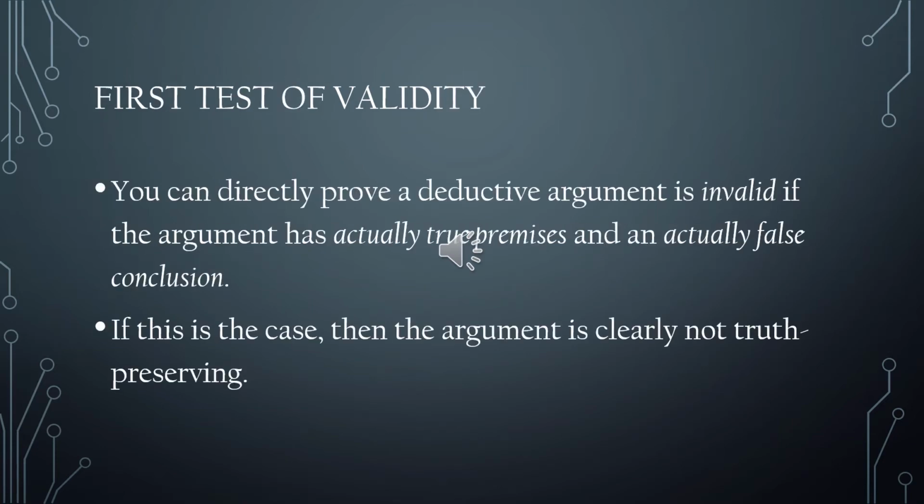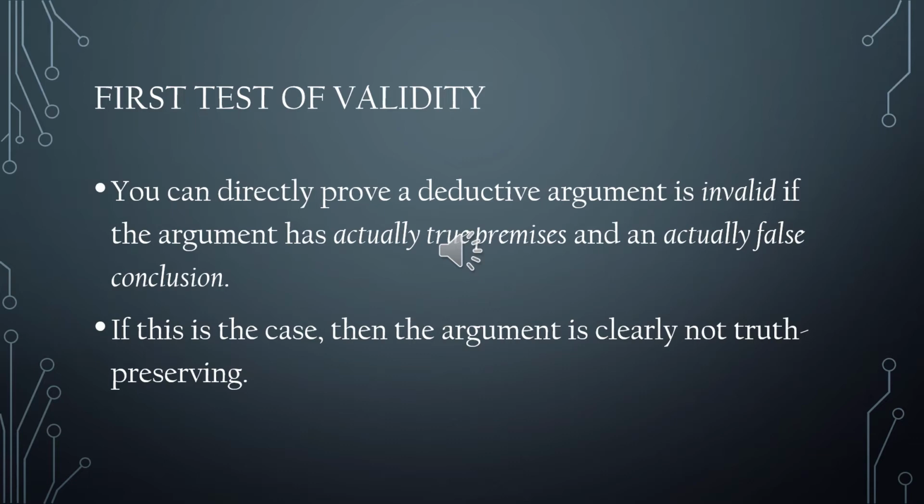The first test of validity is the easiest to apply, and it really is just a direct application of the definitions we have already learned. The problem with this method is it only works in a very limited number of cases. Nevertheless, if you can successfully apply it, it shows that you truly do understand what you're looking for in a deductive argument. So here we go. The first test is a direct proof that an argument is invalid. You can't really use this to prove the argument is valid, but you can certainly use it to eliminate certain arguments as automatically being invalid.